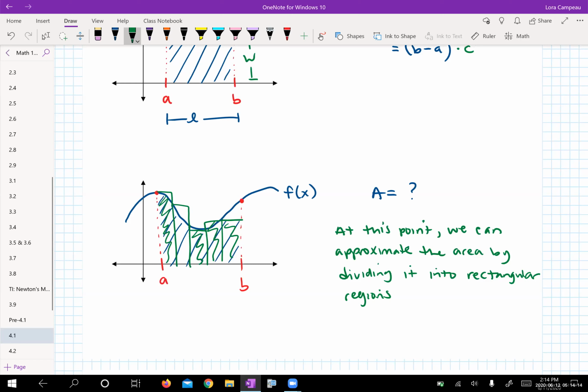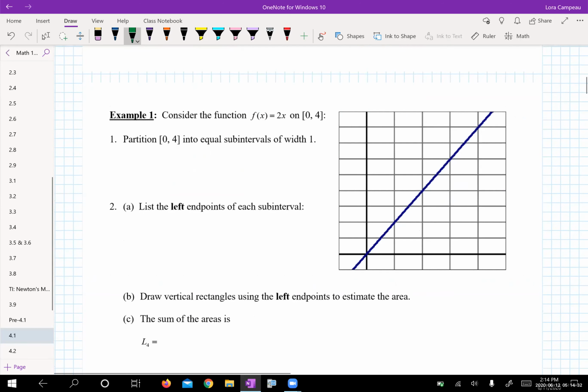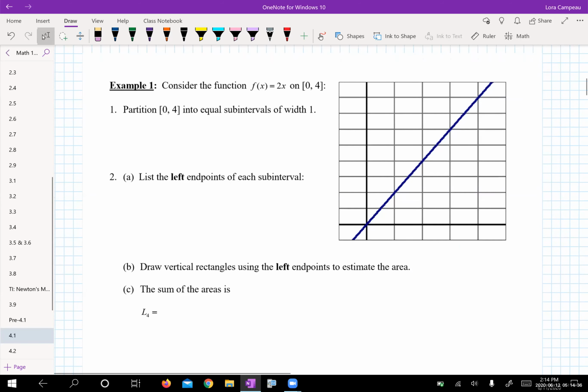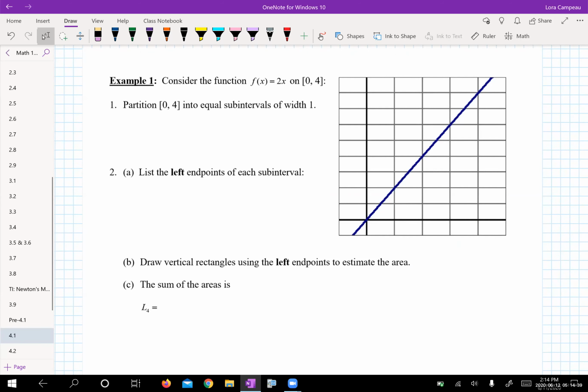I picked a nice curve, and you can clearly see what the area will be, because you'll recognize a very familiar geometric shape. But I want to show you the motivation behind all of this. So, example one. We're going to look at the function f of x equals 2x on [0, 4].